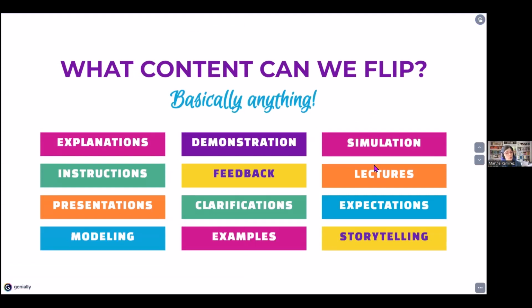So you might be wondering, what content can we actually flip? And well, my response to you is basically anything. When we talk about direct instruction, you're flipping what comes out of your mouth, right? And when we provide direct instructions, sometimes it's explanations, sometimes it's giving instructions, sometimes it's presenting something, we're modeling, we're giving examples, right? So as you can see on the slide, there's so many types of content that we can flip, right? And we'll see a couple of examples as well.